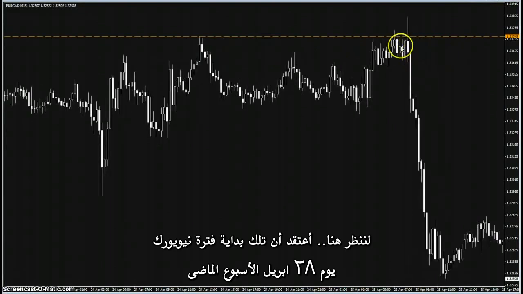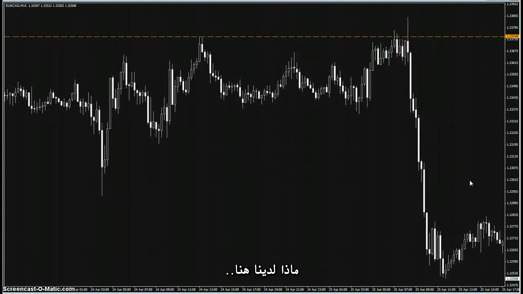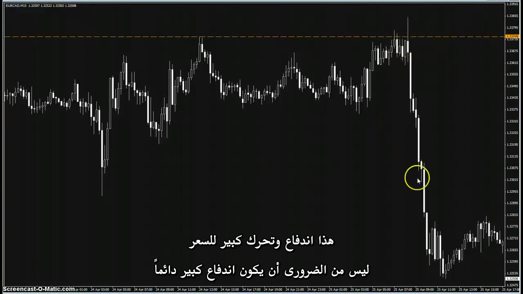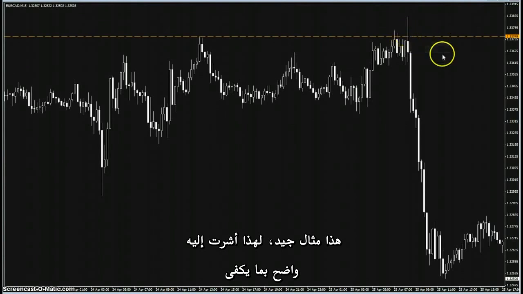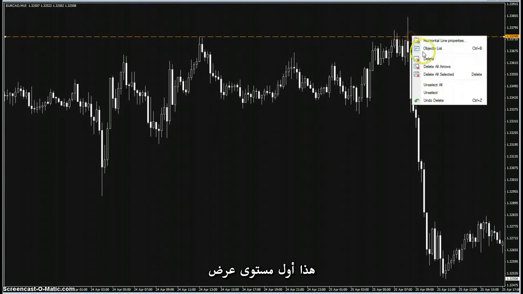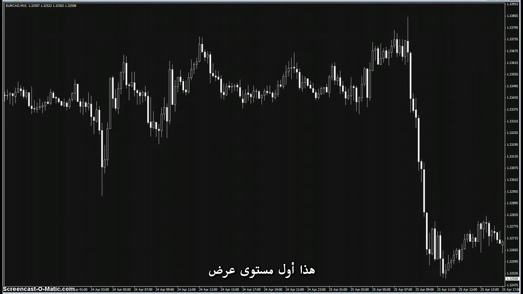This is where, I think this was the New York session, actually. This was April 25th, so this was last week. Now, what do we get here? We get a significant move from this area right here, right? Significant. I mean, this is massive. Now, it's not always this big. It's not always going to be this strong, nor does it need to be. But this is a good example. That's why I picked it. It's very clear. So, this is our first supply level, okay?